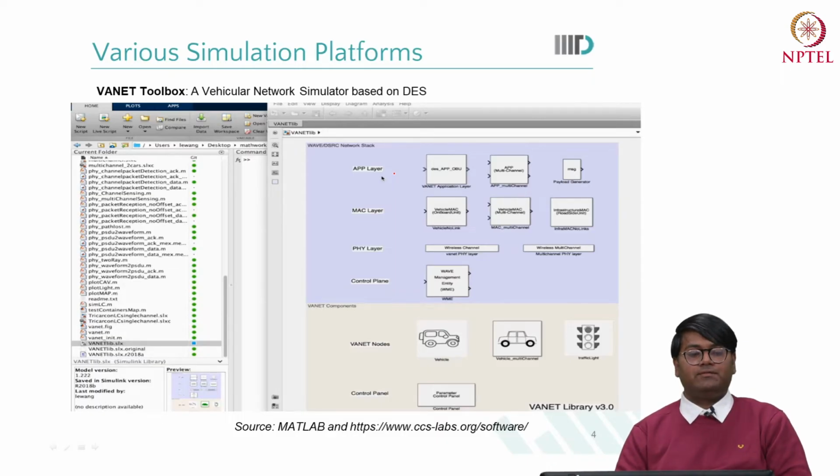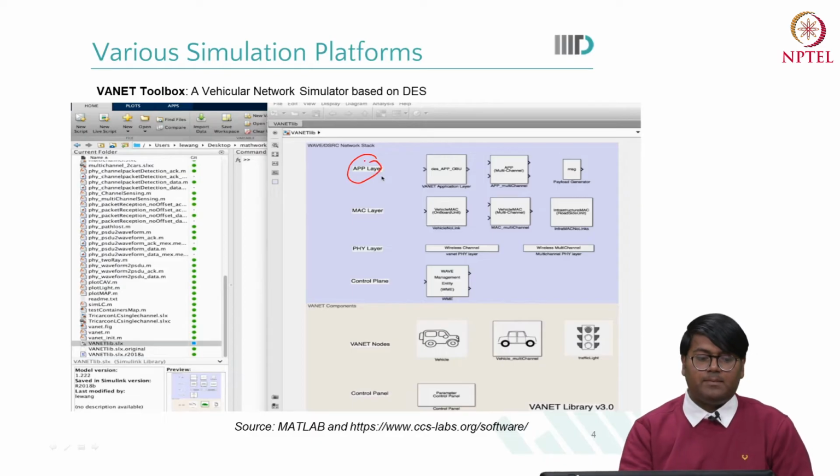Now, we will briefly discuss various simulation platforms that can be used for vehicular network simulation. Firstly, we will discuss the VNet Toolbox. VNet Toolbox is a Simulink library, and this library contains major vehicular network layers. First is our application layer, MAC layer, and physical layer.